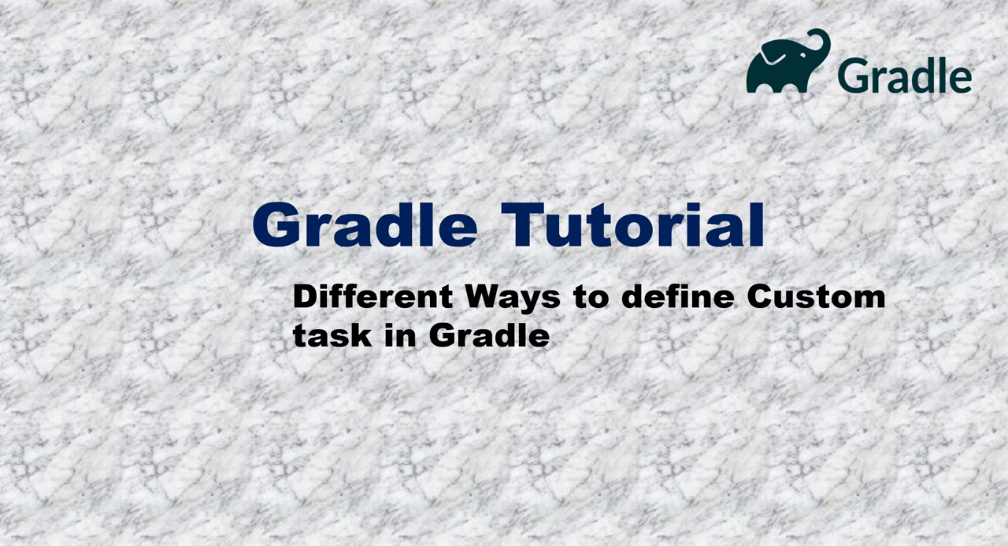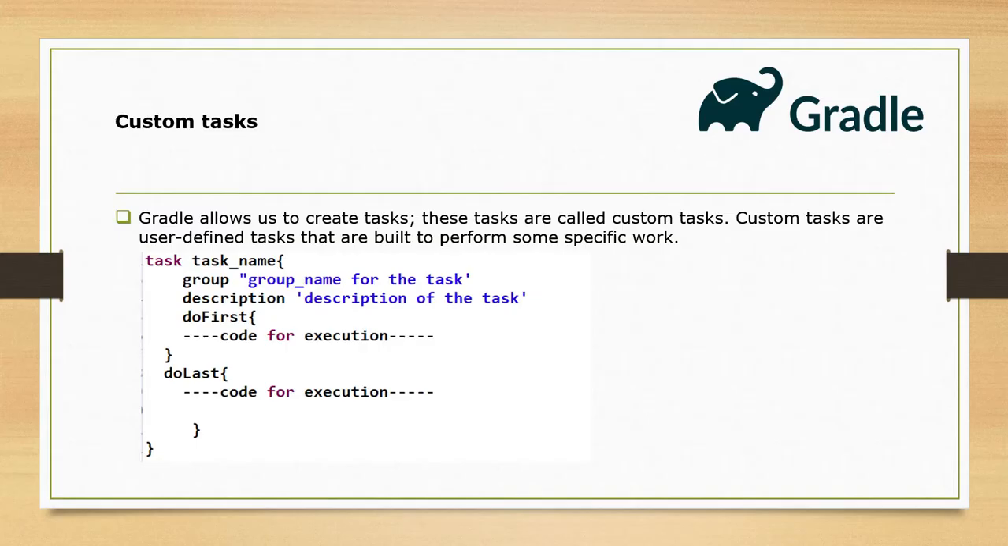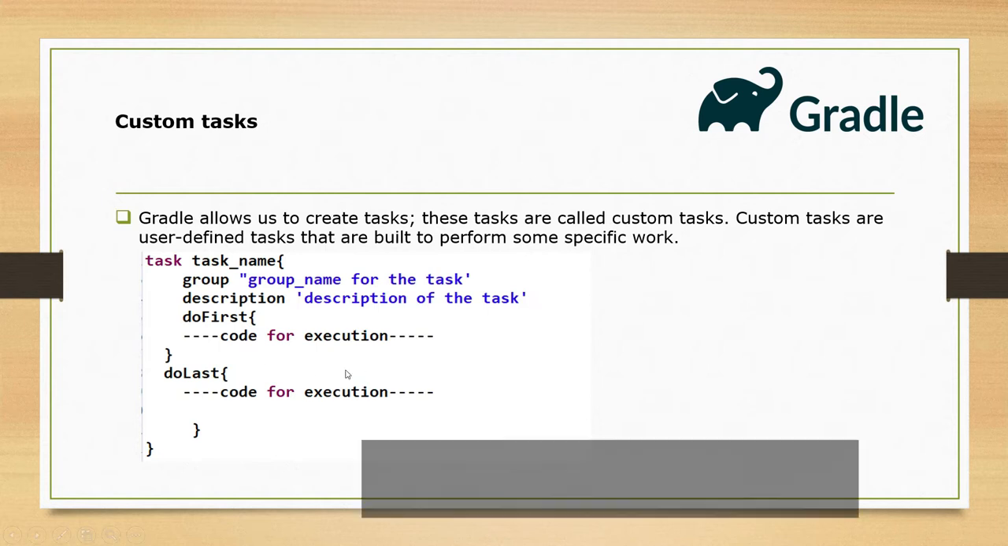So let's start. First of all, we'll understand the concept and finally we'll jump into the demo project, right? Basically Gradle allows us to create a task, and these tasks are called custom tasks, right? Custom tasks are user-defined tasks that are built to perform a specific work or task, right? So how do we basically define a custom task in Gradle?